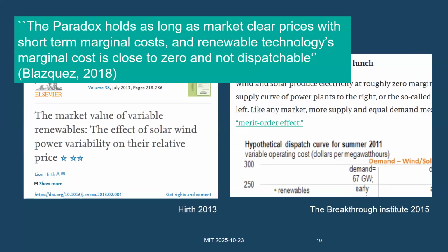And here's another example from a paper by Blasquez. He says the paradox being that wind and solar are making less money the more there is of it. I don't know if it's a paradox, but anyway, it holds as long as market clear prices with short-term marginal cost, and renewable technologies' marginal cost is close to zero and not dispatchable. So he's saying that's the reason why this is happening and nothing else, and it can't be avoided.